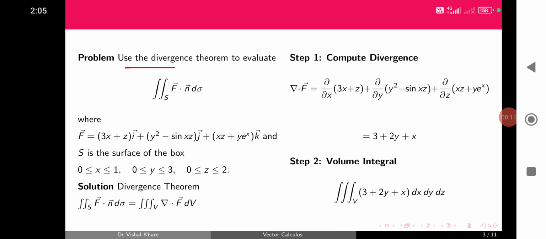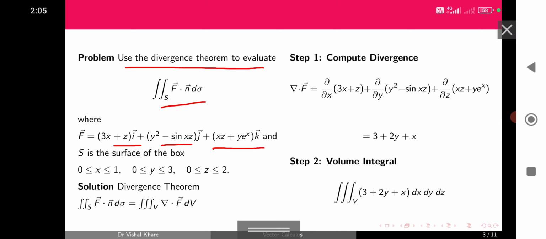Use the divergence theorem to find this surface integral, where F is equal to (3x plus z)i plus y² j minus sin(xz) j plus xz y e to the power x k, and S is the surface of the box 0 ≤ x ≤ 1, 0 ≤ y ≤ 3, and 0 ≤ z ≤ 2.